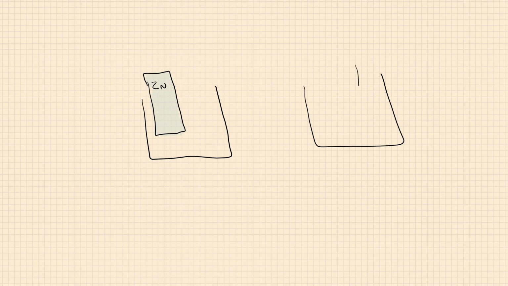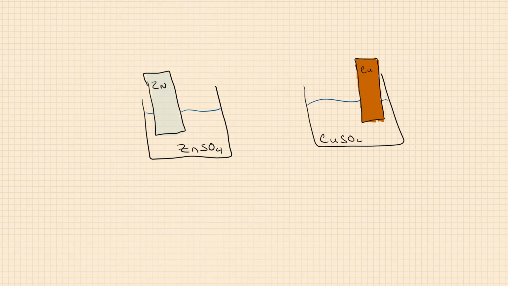solid zinc, and in the other cell we have solid copper. The zinc is in a solution of zinc sulfate, and the copper is in a solution of copper sulfate. If we want to predict how these reactions are going to go, we go to our reference table, we look up their reduction potentials, and we see that copper is more likely to reduce.